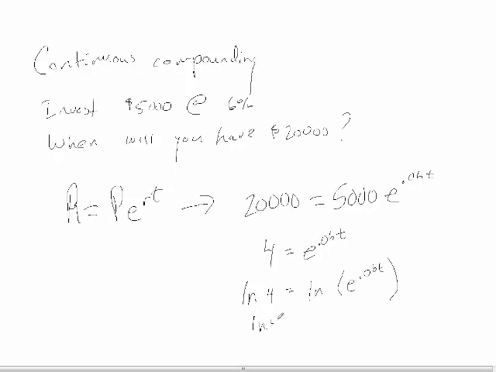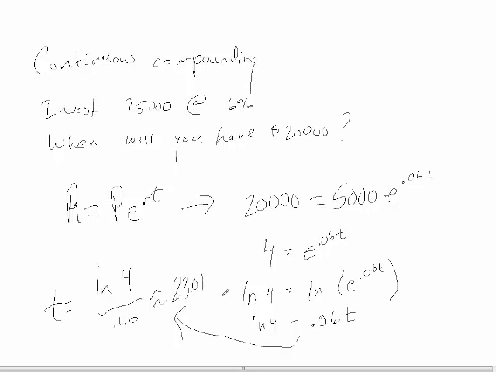So ln4 on this side. The right side simply reduces to that exponent, and then dividing by 0.06 on both sides, we got ln4 divided by 0.06. And using our fancy calculator, we get 23.01. So basically, in about 23 years, your $5,000 will have turned into $20,000.